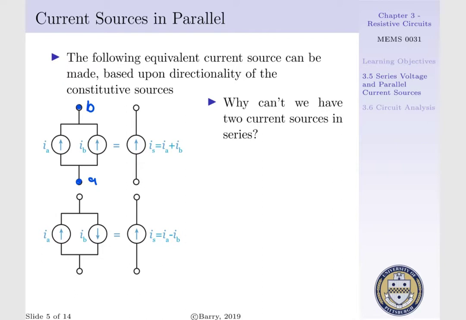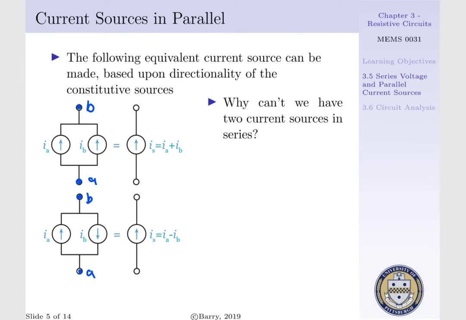Now, if we look at the circuit below, where we have a terminal A and a terminal B, we have IA providing current to B and IB providing current to A. That is, our equivalent IS would be IA less IB. Now, the magnitude of IA and IB will determine whether or not IS is going to be in our positive upward direction or in our downward direction. Now, we can only do this for current sources in a parallel configuration.